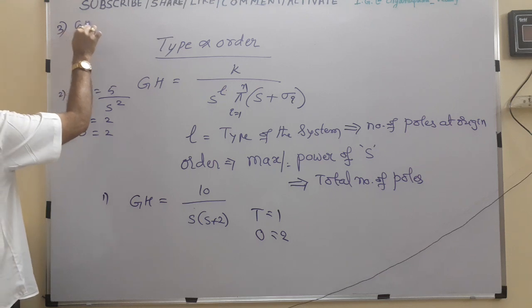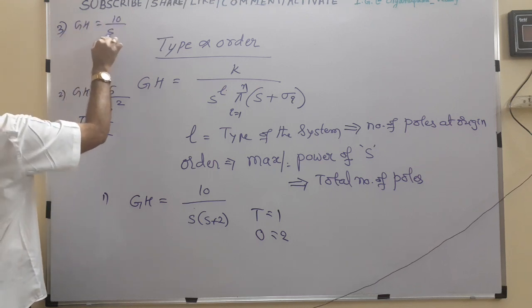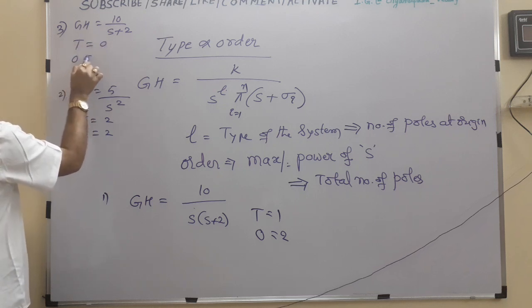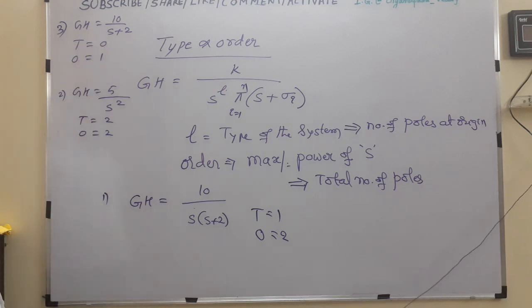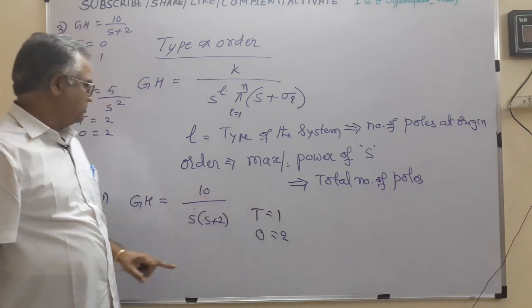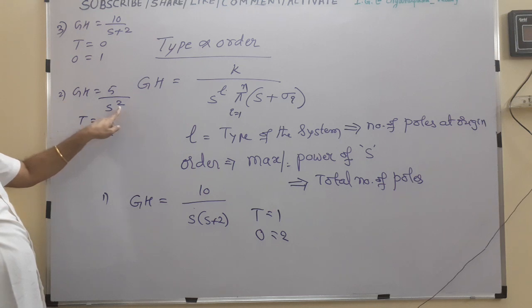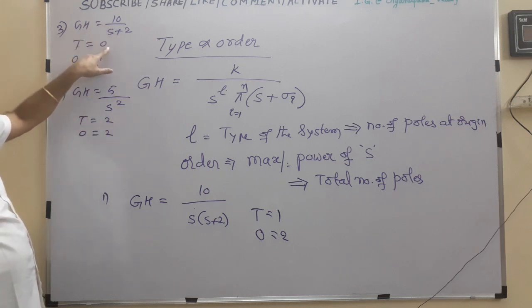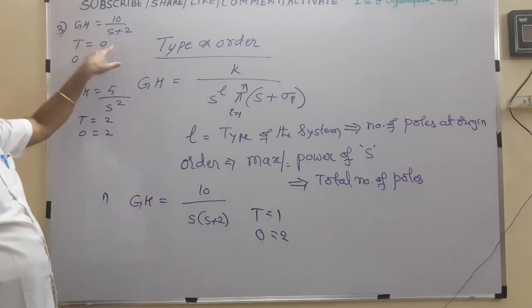Third example: 10 by s plus 2. Type 0, order 1. The s power is 0, so type 0, but order 1. Here how many poles are there at origin? 1, so type 1. How many poles at origin? 2, so type 2. How many poles at origin? 0, so type 0.